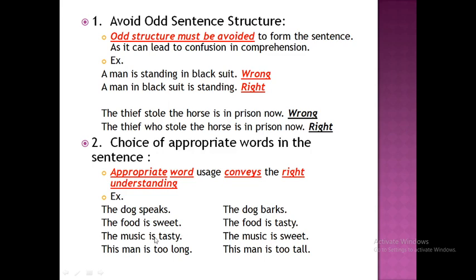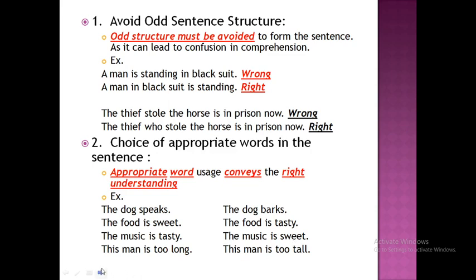The next one is, the music is tasty. Tasty, something which gives you a taste. Yes, I have a different kind of taste in music. So we can form the sentences in such a way, but this would be a way to use inappropriate words in the sentence. So the music is tasty is wrong and the music is sweet is appropriate.